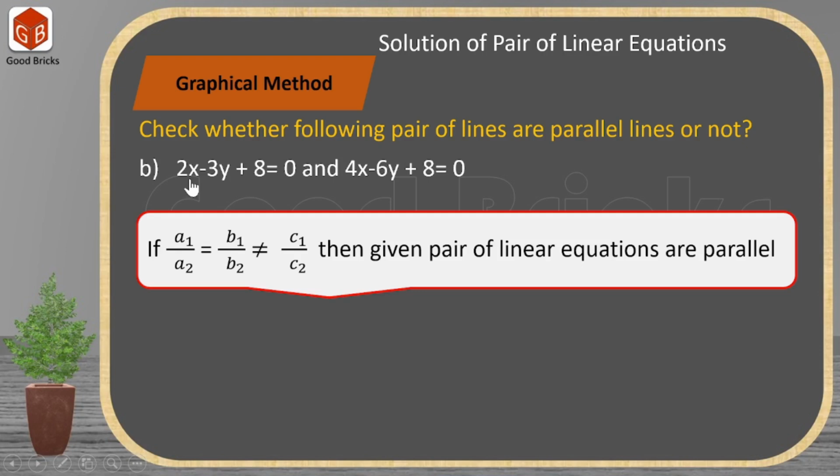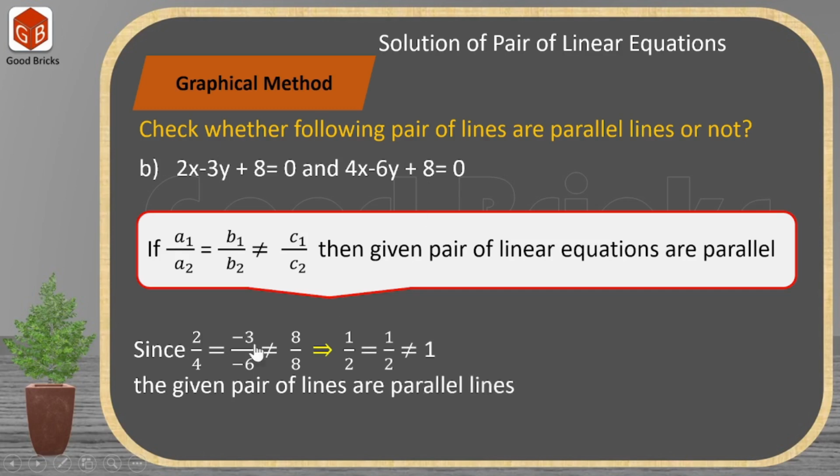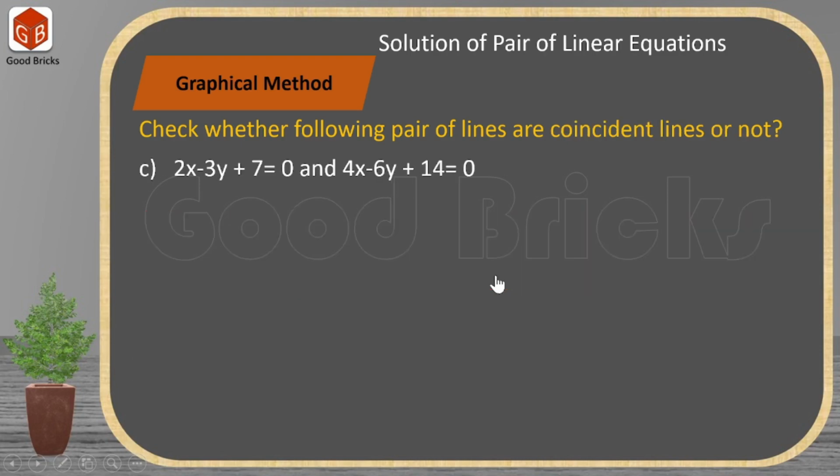So a1 by a2 is 2 by 4, b1 by b2 is minus 3 by 6, c1 by c2 is 8 by 8. So these are the given conditions, and we can see a1 by a2 is equal to b1 by b2 but not equal to c1 by c2. So we can say this given pair of lines are parallel lines. Let us take one more example.